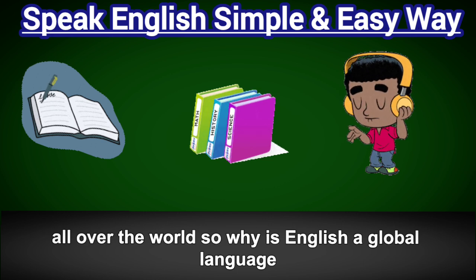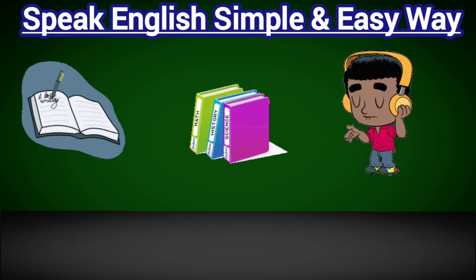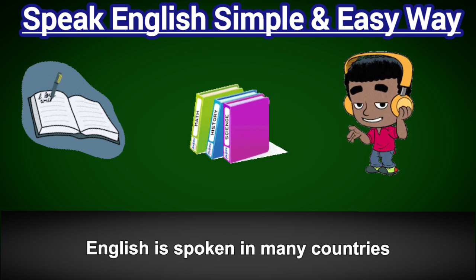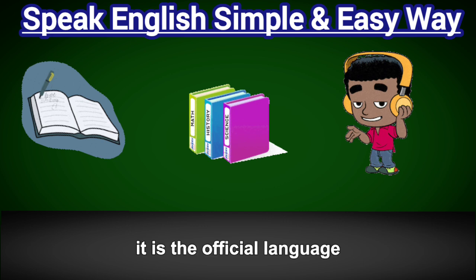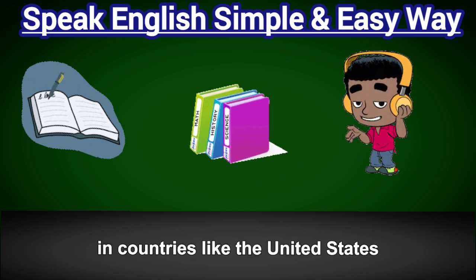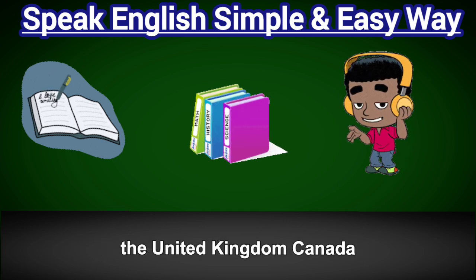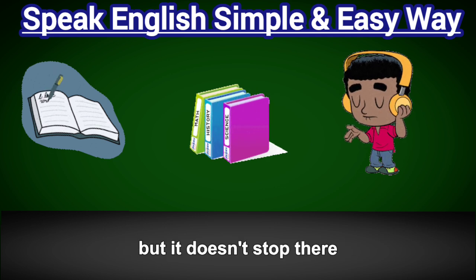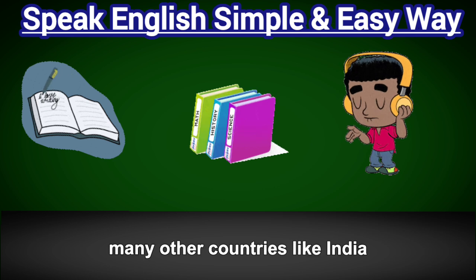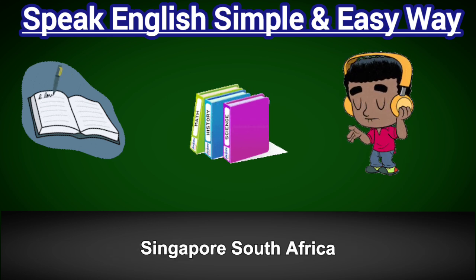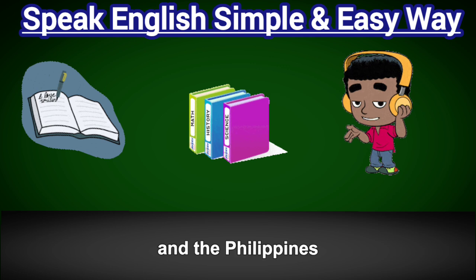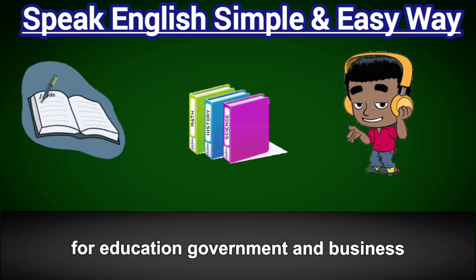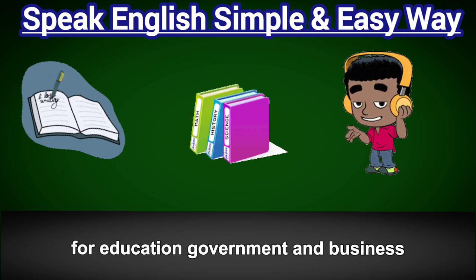So, why is English a global language? Let's break it down. First, English is spoken in many countries. It is the official language in countries like the United States, the United Kingdom, Canada, Australia, and New Zealand. But it doesn't stop there. Many other countries, like India, Singapore, South Africa, and the Philippines, also use English as one of their main languages for education, government, and business.